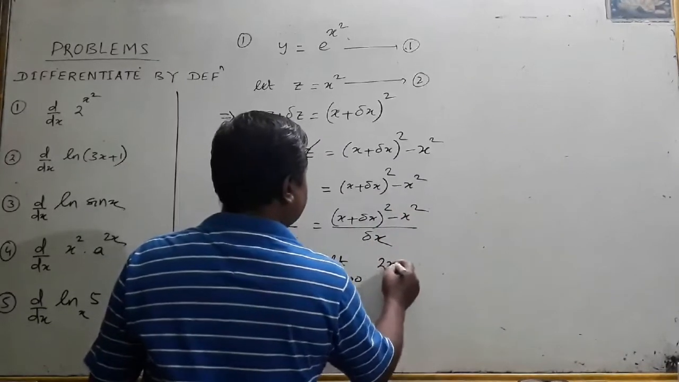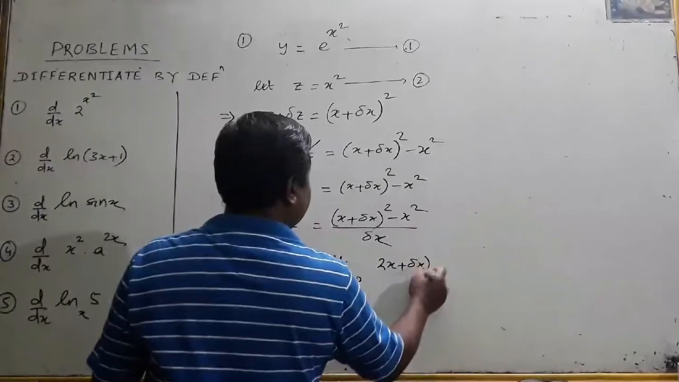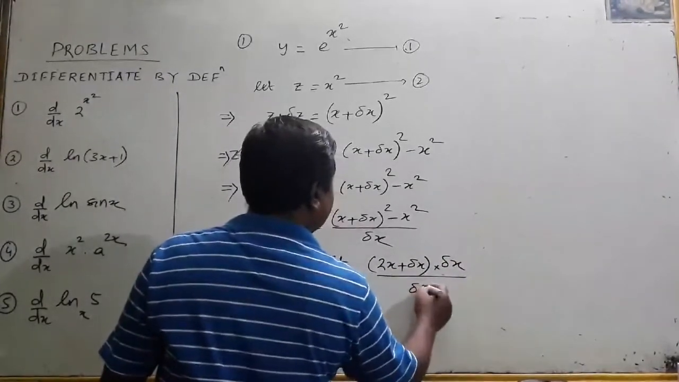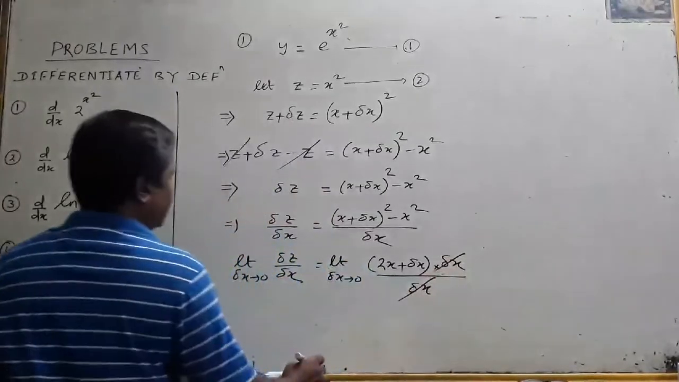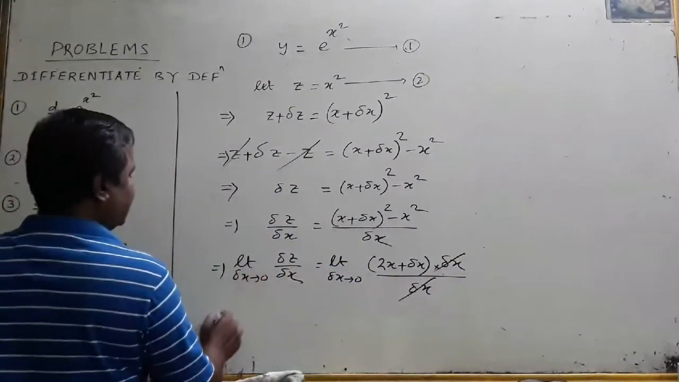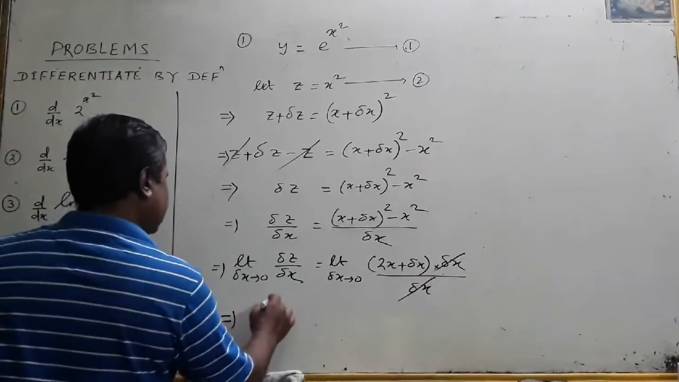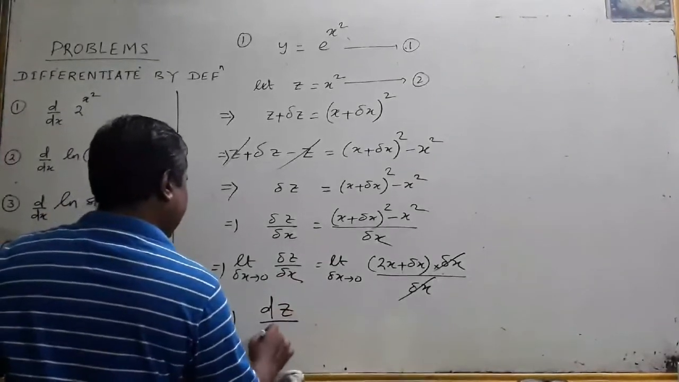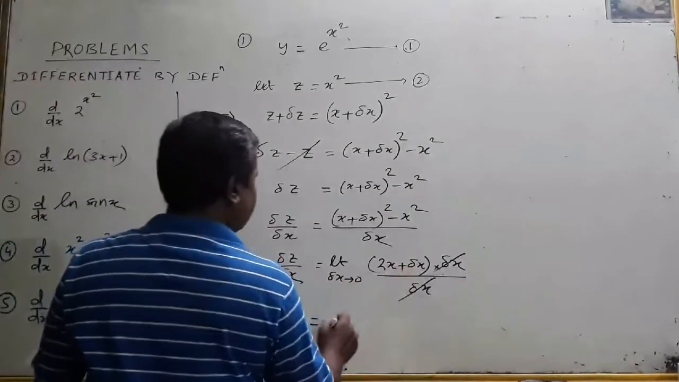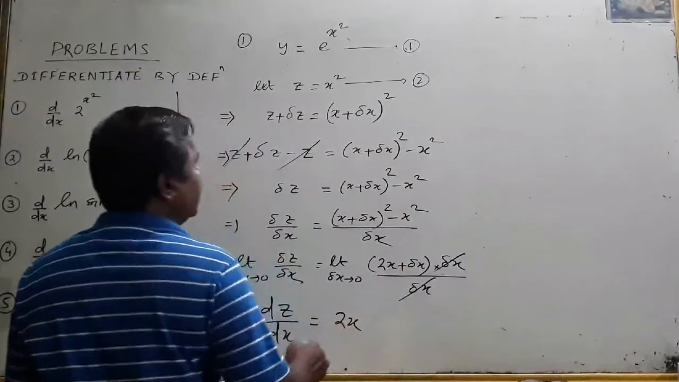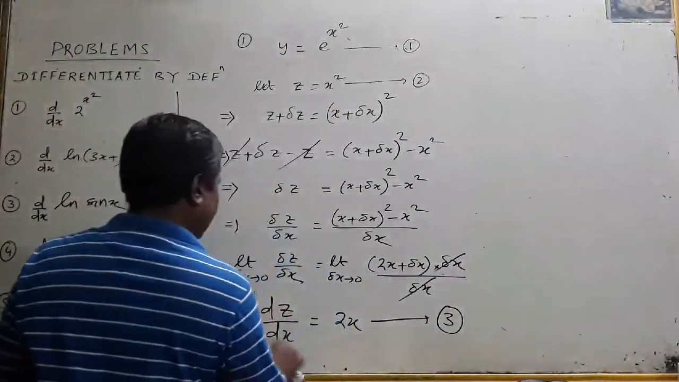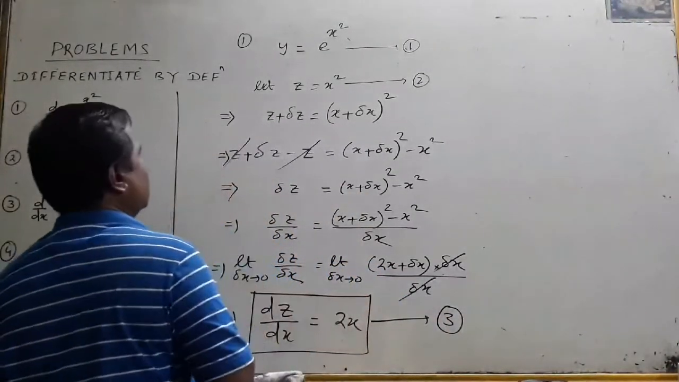Applying this, it becomes (2x + delta x) into delta x by delta x. Taking the limit, delta z by delta x tends to 0, it becomes dz by dx. If delta x tends to 0, it becomes 2x. It is equation 3, and I am writing it in a box.